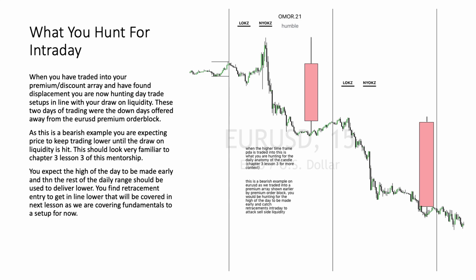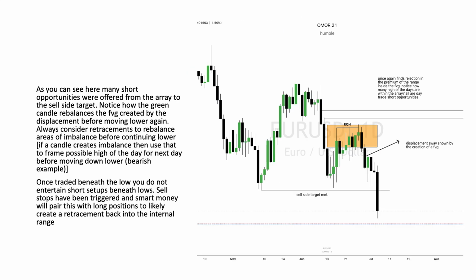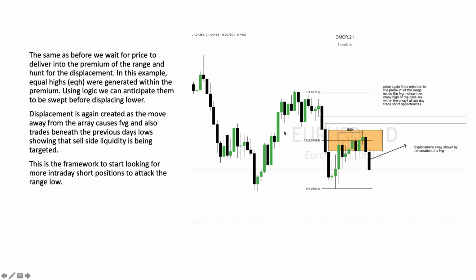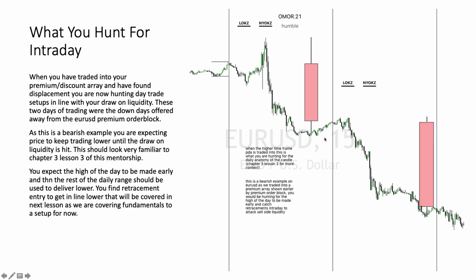So what do you hunt for on the intraday? When you have traded into your premium discount array and have found displacement, you are now hunting day trade setups in line with your draw on liquidity. These 2 days of trading were the down days offered away from the Euro USD premium order block. So just for reference, it's these two candles, right? One and two. This is what we're considering now, right? That were down close candles. Because this is a bearish example, you're expecting price to keep trading lower until the drawn liquidity is hit.